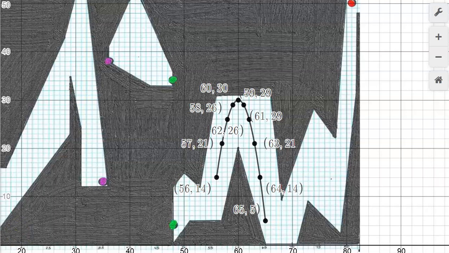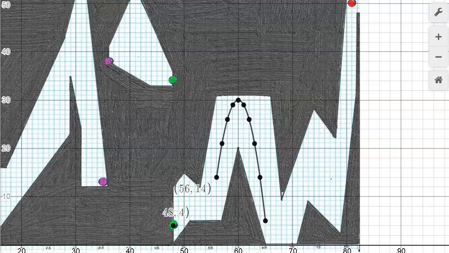Now, I would draw in both of my quadratics, one going upward and one going downward, and both of my absolute values, one going upward and one going downward. And then I would connect each of them to the entrances and exits of each maze. So you can see that the entrance of this piece is 48,4. And then I just happen to end my quadratic at 56,14.